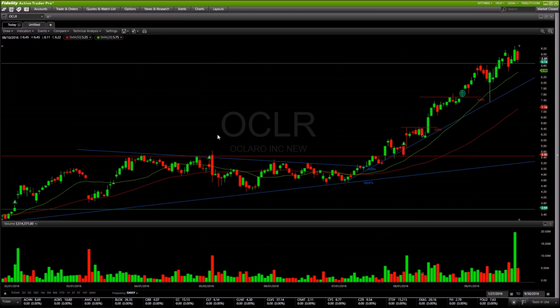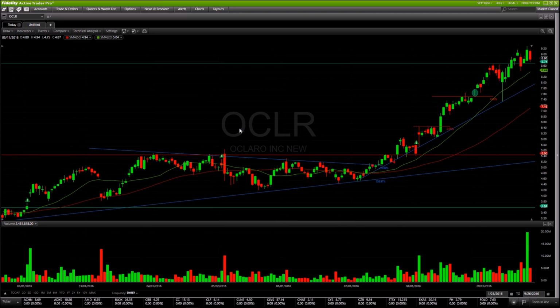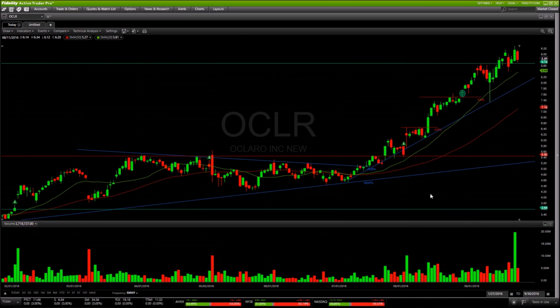Another example of that is right here on OCLR, and you can see where it's putting in a set of higher lows. You can see where it topped out here and began to put in a set of lower highs. The range got tighter and tighter as it consolidated until it was able to break out to the topside of that wedge, and you can see it had good relative volume on the bottom of this chart, and the trend continued after breaking out of that chart pattern.